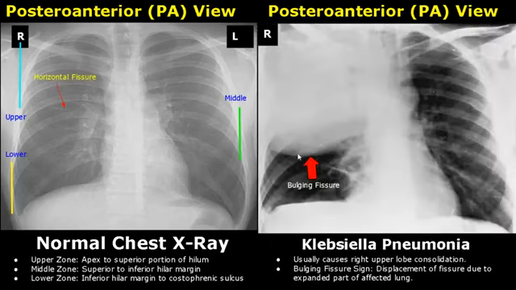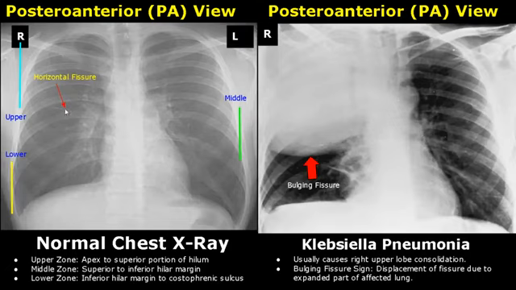Klebsiella pneumonia infection also affects the upper zone mostly, and if we talk about lung lobes, it affects the upper lobe. It causes right upper lobe consolidation. Sometimes we can see lung fissures on PA view. It is difficult to see fissures because they are very subtle and have variable location in different individuals.